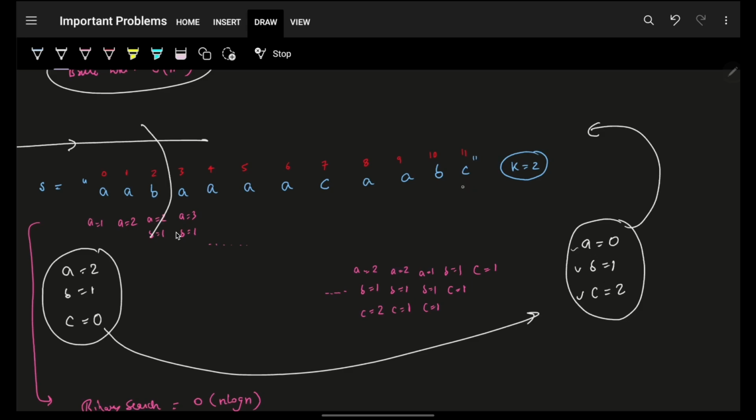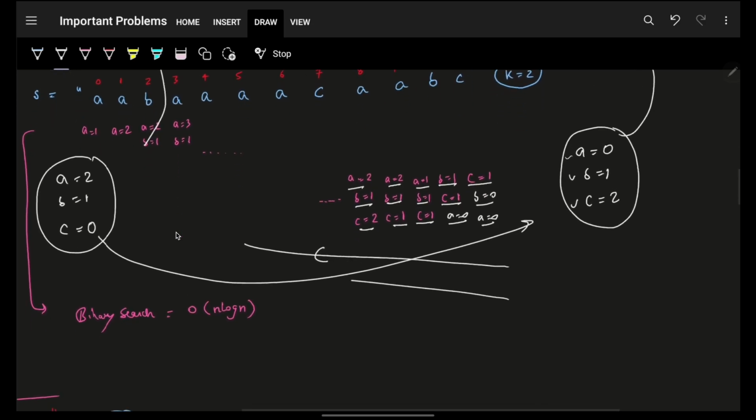How will I do it? I will simply do a pre-computation from right to left. I will do, okay, C here 1, 1, 1, 1, 2. B again, here B will be 0, 0, 1, 1, 1, 1. A here will be 0, A here will be 0, and then 1, 2, 2. So you see that A frequency is increasing, B's frequency is increasing, C's frequency is increasing.